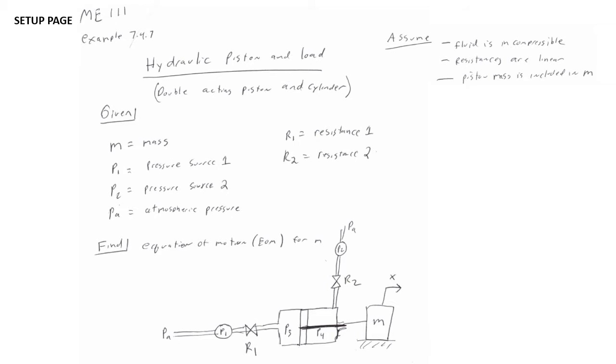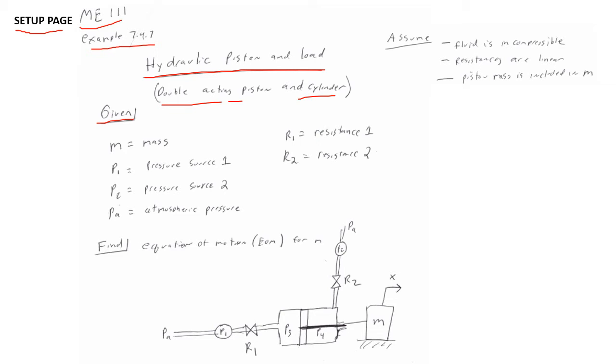So now that we've had that opportunity to read through the problem statement, understand what they've given us and what they're asking us to solve for, the next thing we want to do is create our setup page here. So this is for ME111, my example problem 7.4.7. It's a hydraulic piston and load, a double acting piston and cylinder. And what's given to me?